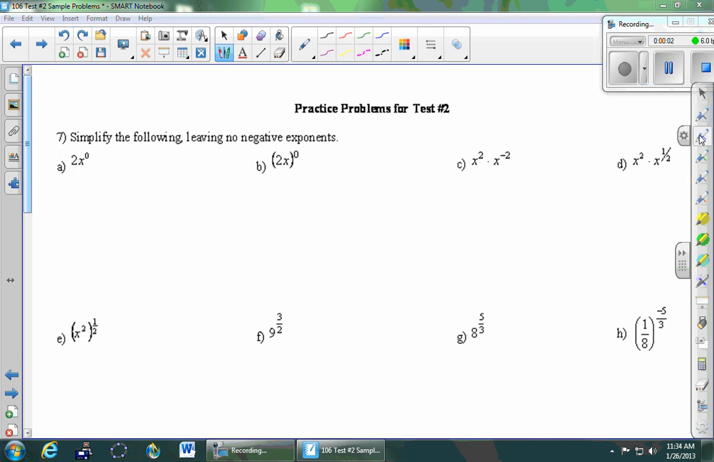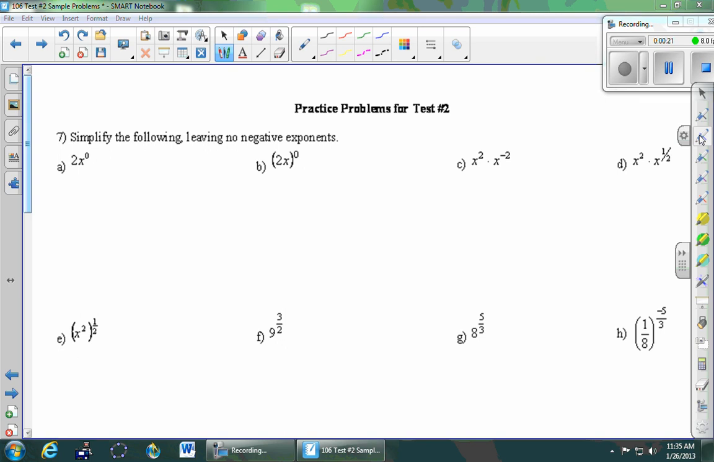This is problem number 7 on the practice problems for test number 2. Simplify the following, leaving no negative exponents. Part A, 2x to the 0. And just taking a quick look at part B, it sounds the same when you read it, 2x to the 0, but they're different. So we've got to be really clear on the difference between A and B.